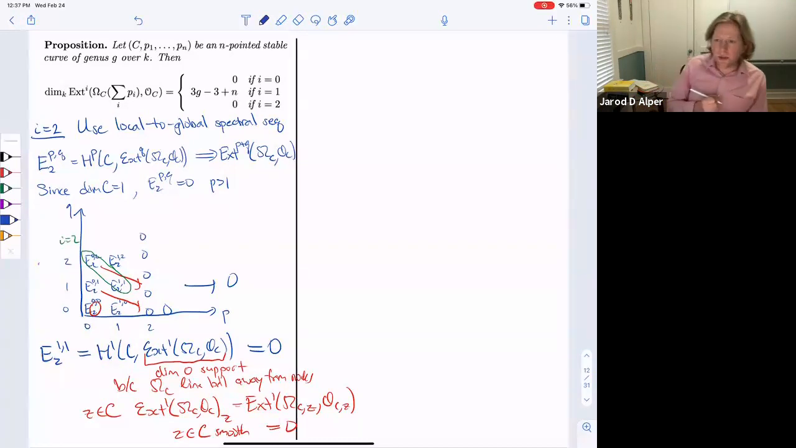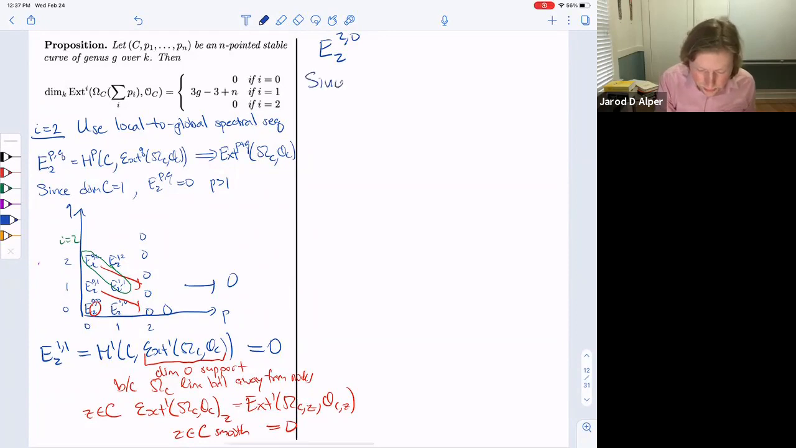Okay, now we need to look at E2^(0,2). And we're going to use the fact that, since C is a curve and nodal, it's a local complete intersection.